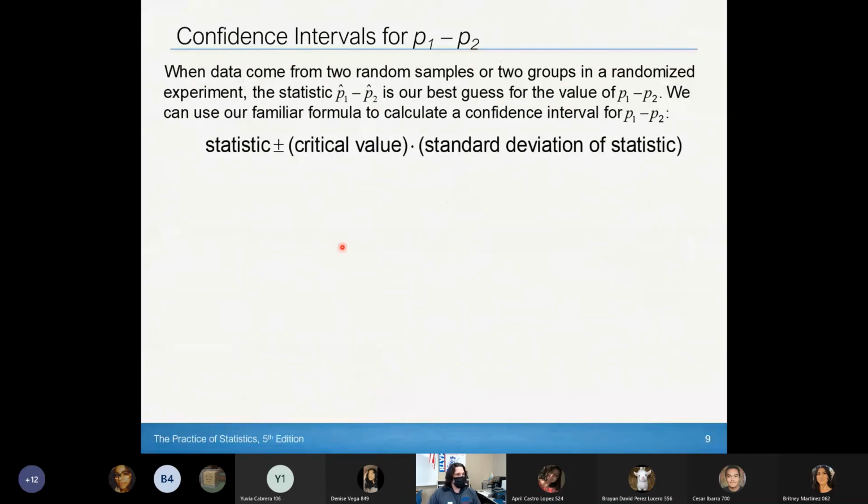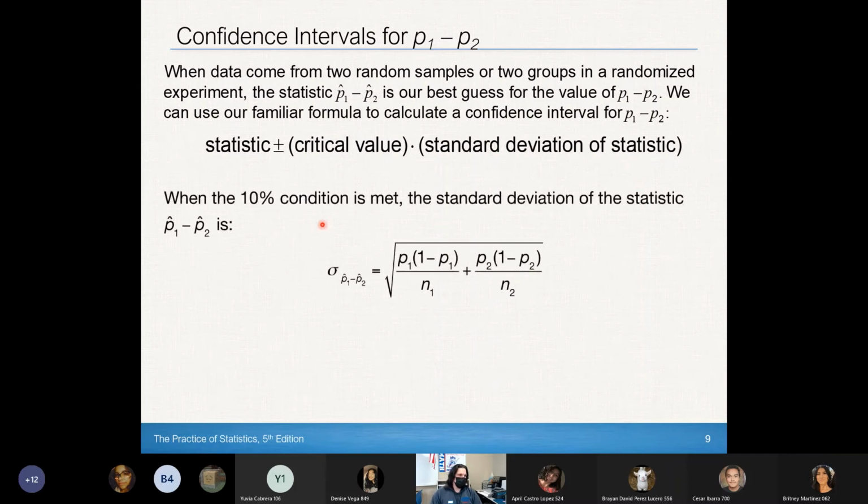So our confidence intervals for P1 minus P2, when data come from two random samples or two groups in a randomized experiment. The statistic P hat 1 minus P hat 2 is our best guess for the value of P1 minus P2. Now remember, in confidence intervals, we do not know what the population parameter is. We're trying to guess. We can use our familiar formula to calculate a confidence interval for P1 minus P2: statistic plus or minus the critical value times the standard deviation of a statistic.